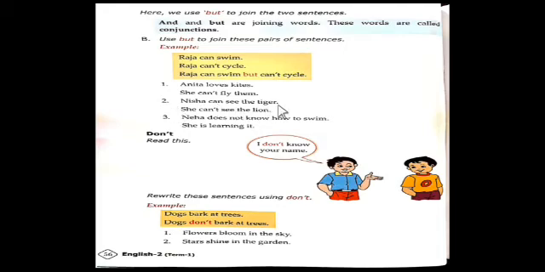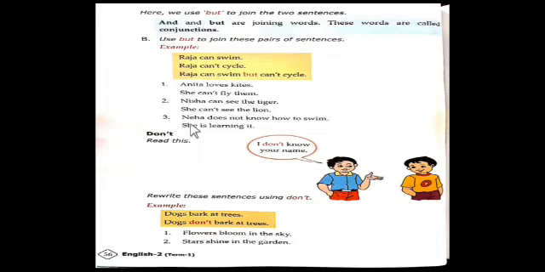Second one. Nisha can see the tiger. Nisha, name of the girl. She can't see the lion. How do you make one sentence by adding the conjunction? Nisha can see the tiger but can't see the lion. Okay, here also we use the conjunction but to join these two sentences.